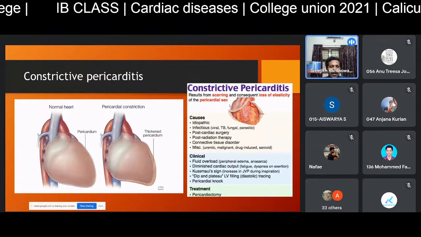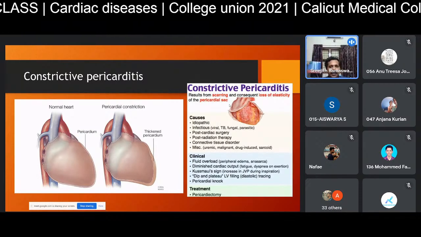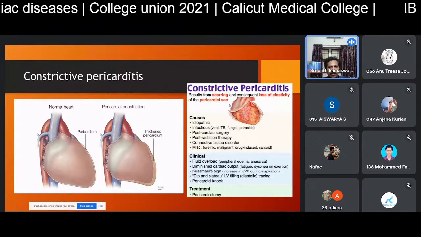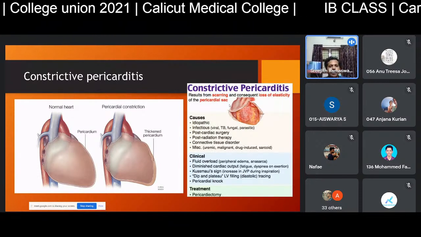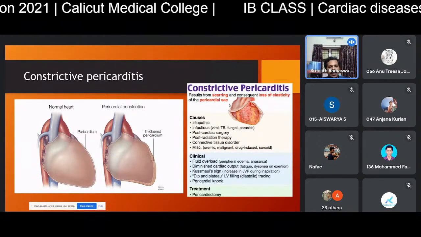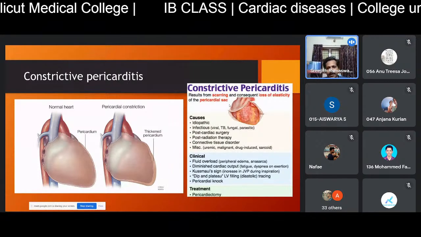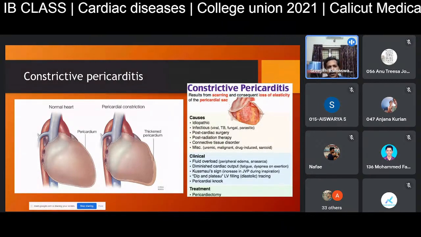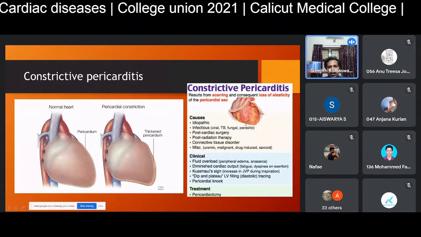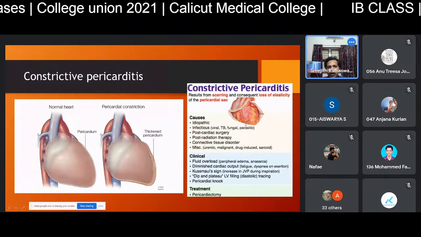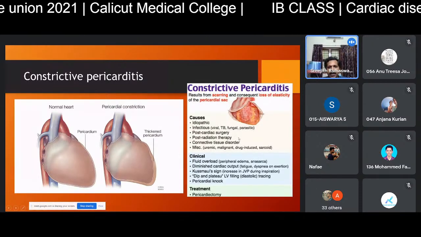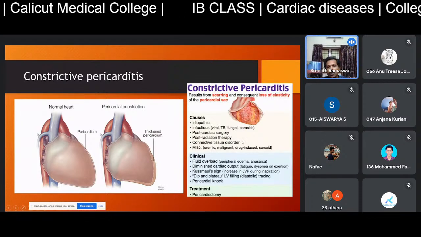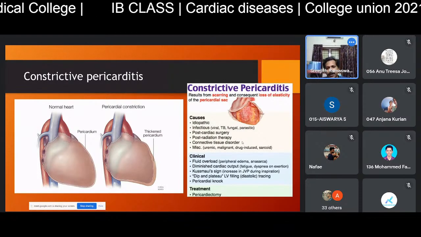So it is like the heart is wrapped in thick paper or something. So the heart cannot expand and contract normally, and this results in features of constrictive pericarditis. As I have described, chronic pericarditis can be due to tuberculous, fungal, or parasitic causes, post-cardiac surgery, radiation therapy, collagen vascular disorders, uremia. So many conditions can cause constrictive pericarditis.